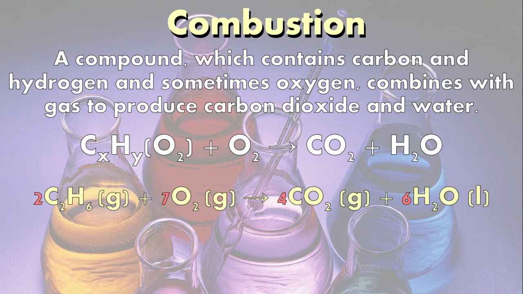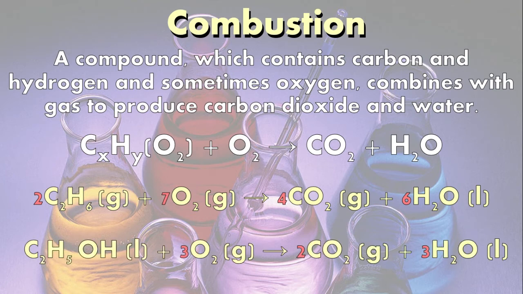For example, the combustion of ethane. This one is a balanced reaction. C2H6 plus O2 will yield carbon dioxide and water. You will learn more about this reaction when we go to organic chemistry. Here I just want to show you the product when a combustion reaction happens.